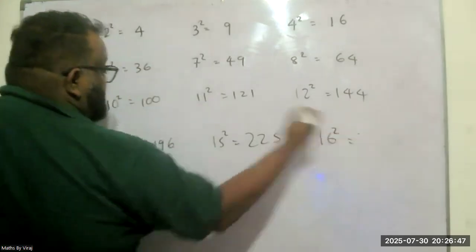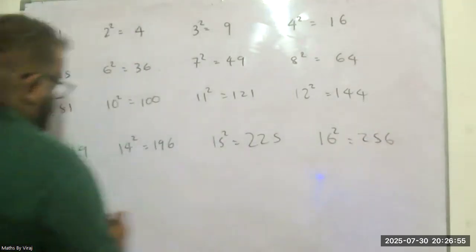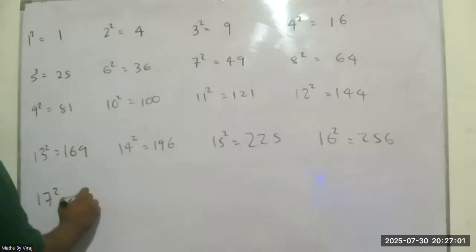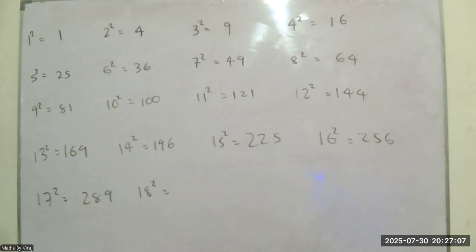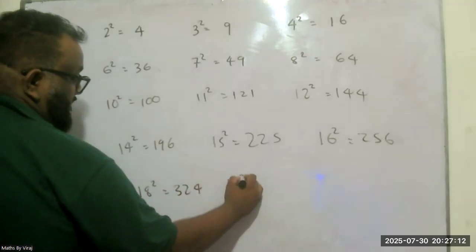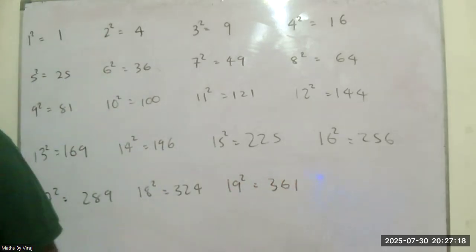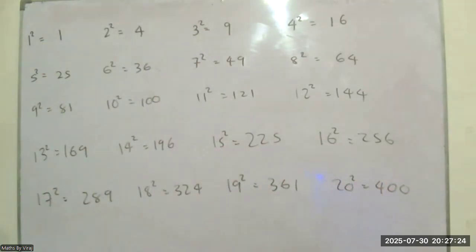225. What is 16 squared? 256. What is 17 squared? 289. 18 squared? 324. 19 squared? 361. And basically 20 squared is what? 400. Now we should be able to understand some things when looking at these squares.